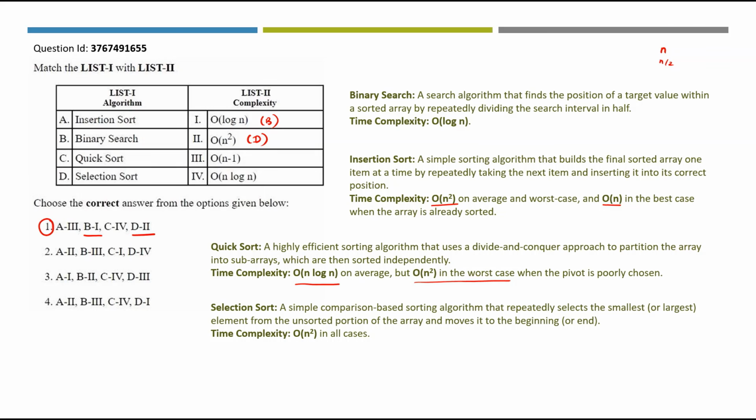What about quicksort? We have n log n. So C will be mapping to 4. What about A3? So just take this to be big O of n. So A will be mapping to 3 here. A3, B1, C4, D2 will be the right answer.